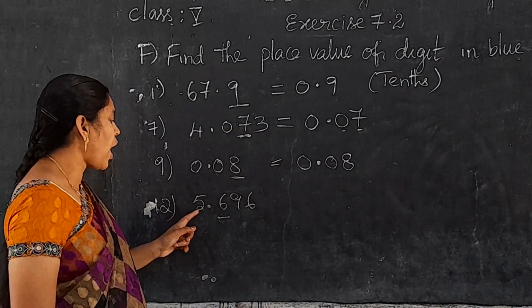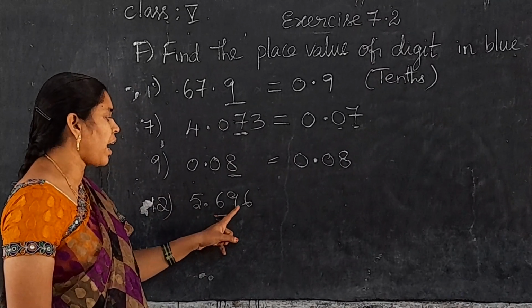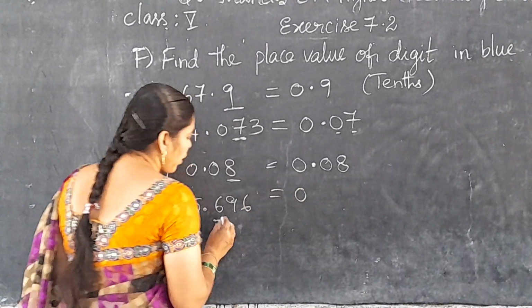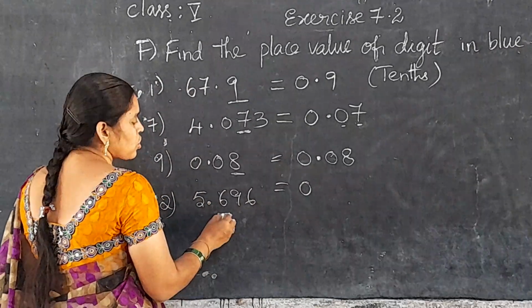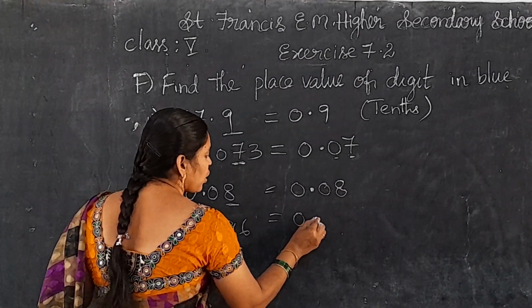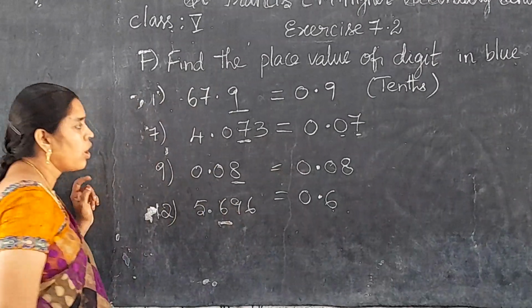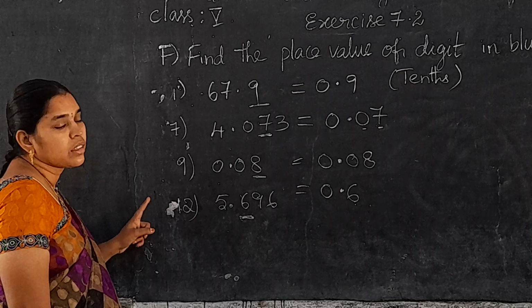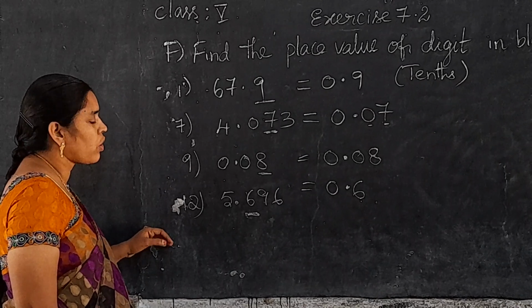Okay. Now 5.696. The underlined digit is 6. So 6 is in which place? Tenths place. That can be written as 0.6. Okay, children, the remaining sums you should complete in your notebook. And one more sum I want to explain.